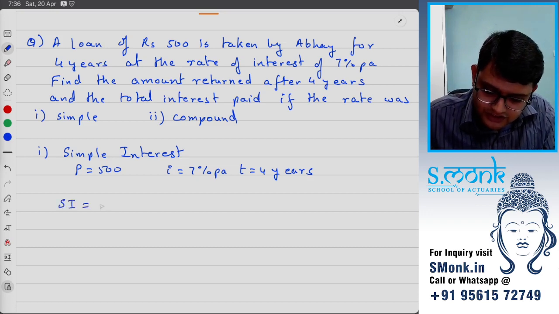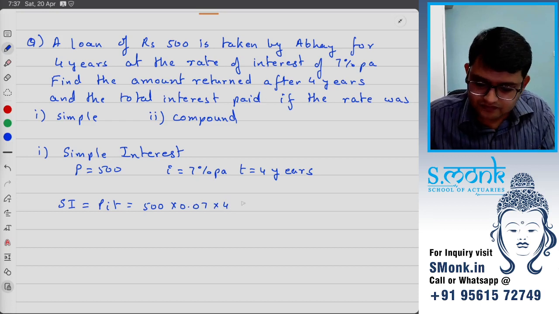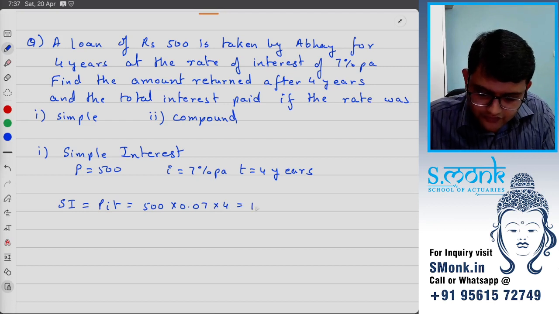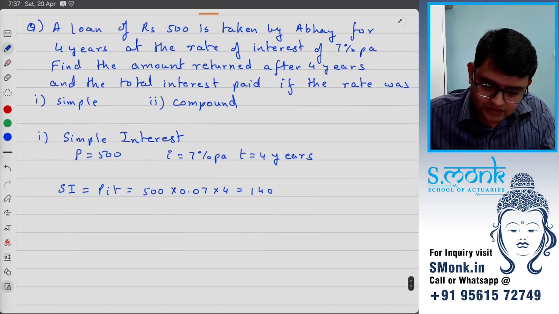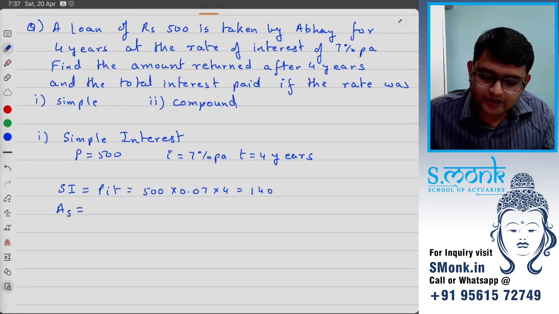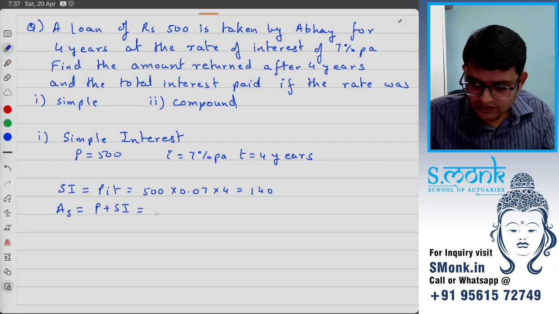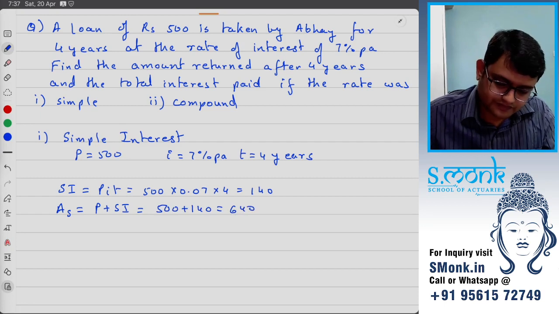So simple interest, you can just say it is PRT, that is 500 into 0.07 into 4. Okay, so people have calculated it, that is 140. And therefore the accumulated amount after 4 years, you can either directly say the principal plus simple interest. That would be 500 plus 140 is 640.